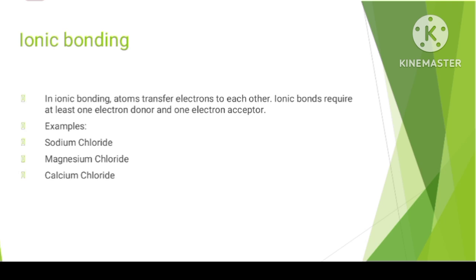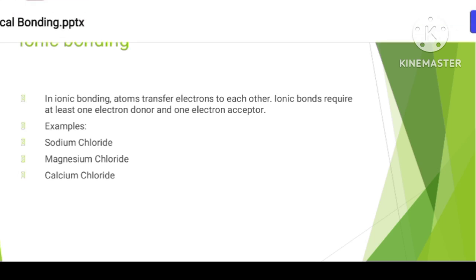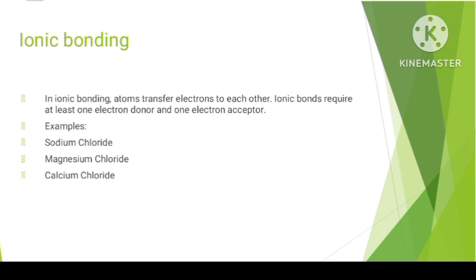So you can say it's written here, it's ionic. In ionic bonding, atoms transfer electrons to each other. Ionic bonds require at least one electron donor and one electron acceptor. Now, for example, the element which is going to donate the electron would be known as the donor, and the other one which is going to accept the electron would be known as the acceptor. So in ionic bonding, one has to be the donor and the other has to be the acceptor.